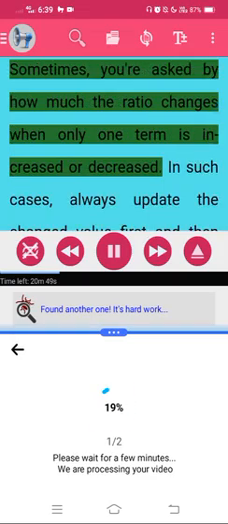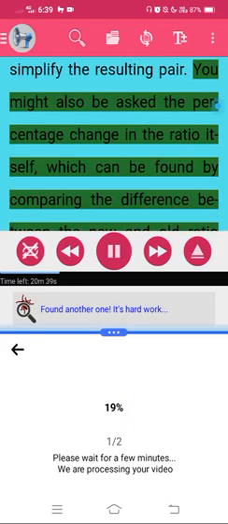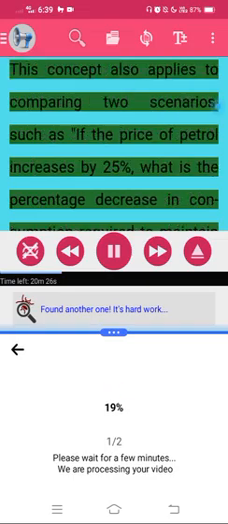Sometimes, you're asked by how much a ratio changes when only one term is increased or decreased. In such cases, always update the changed value first and then simplify the resulting pair. You might also be asked the percentage change in the ratio itself, which can be found by comparing the difference between the new and old ratio values, especially if the ratios are in the form of fractions.